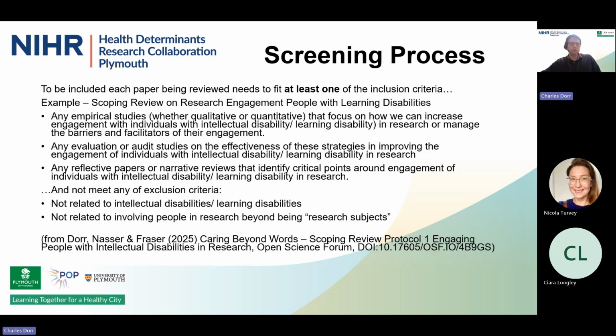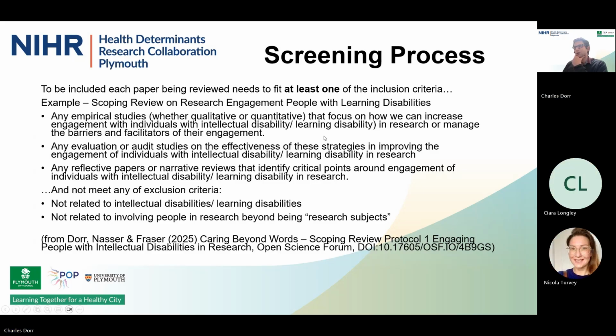So we didn't want studies that weren't with people who have an intellectual disability. So if there were studies around research engagement, but they were with other groups of people, say people with physical disabilities, then they wouldn't be included if they didn't say anything about people with intellectual disabilities.